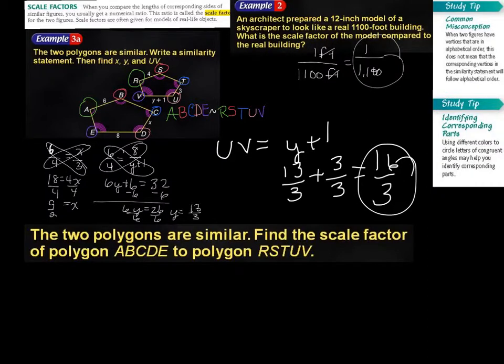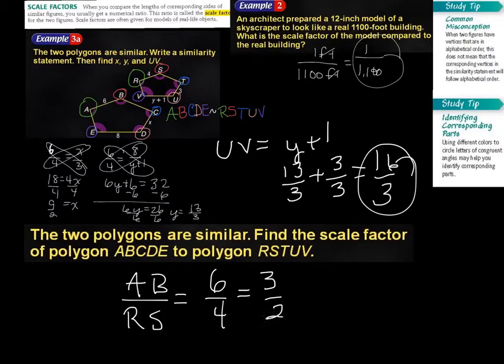The two polygons are similar. Find a scale factor of polygon ABCD to polygon RSTUV. So we can do side AB, and the corresponding side was RS. So that was our magic 6 to 4 that we used for both those proportions. If we reduce that, we get a scale factor of 3 to 2.